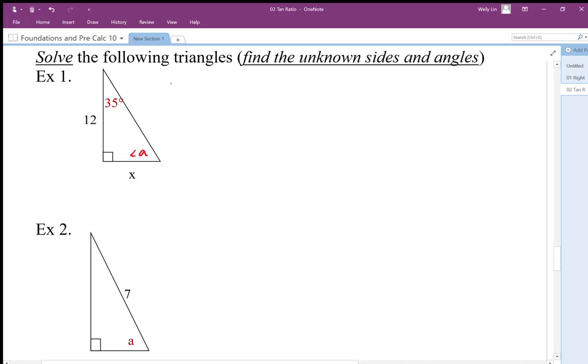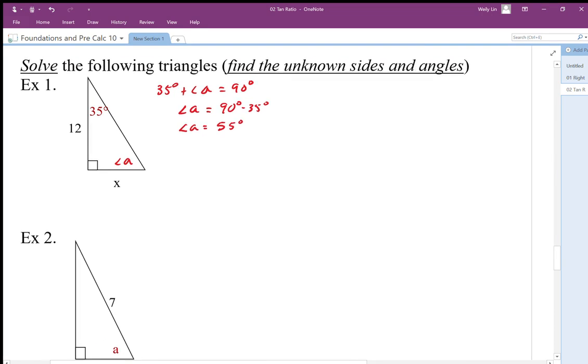I know that 35 degrees plus angle A always adds up to 90 degrees. So A is complementary to angle 35. So it's going to be 90 minus 35. Okay, so our angle A in this case ends up being 55 degrees. Great. So I want to now solve for the side lengths.